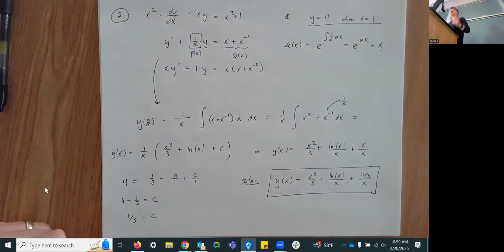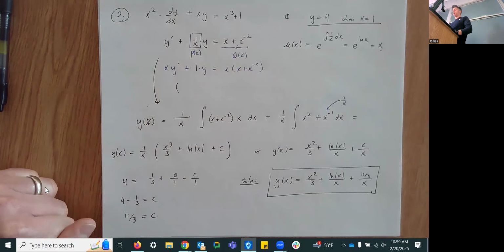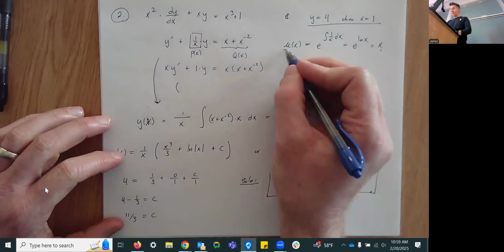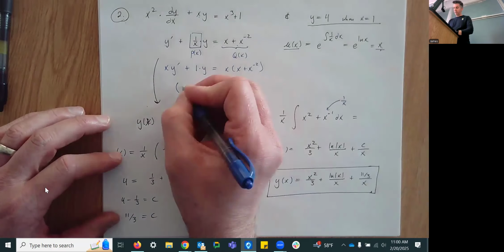The left-hand side is always the derivative of the product. And you can actually be more specific. It's not just any product. It's always the product of your integrating factor times y. So it's going to be the product of x times y.